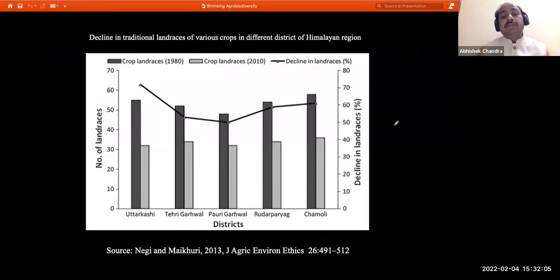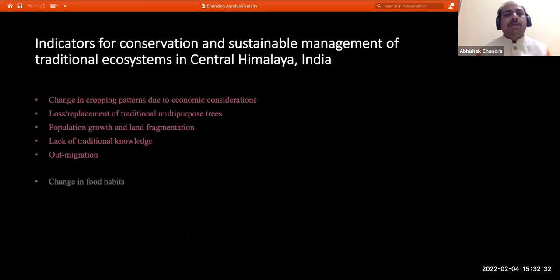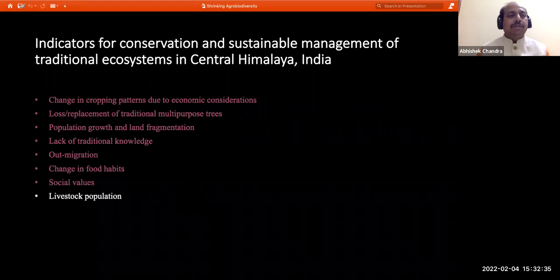And this is the scenario in which we found the cropland races. They decrease with the decline over the time period. We discussed five districts of Uttarakhand, and in each and every case it was decreasing over the 30 years. Now it is again decreasing. So these are the important things for consideration and indicators for the conservation and sustainable management of the traditionally managed ecosystem in the central Himalayas.